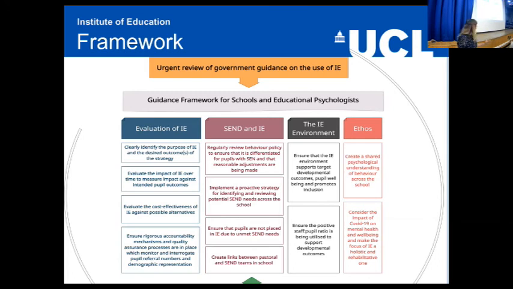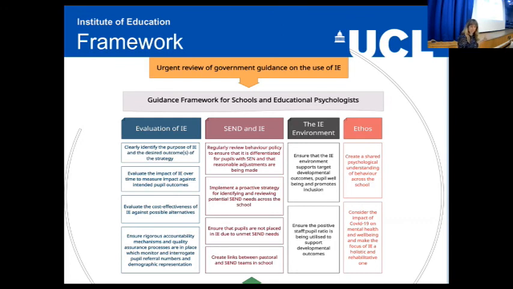The IE environment I've touched on. It's important that it's holistic and rehabilitative. The OECD have just launched some really good advice actually about how post-COVID or during COVID, it's important that schools take a holistic approach and focus on well-being.